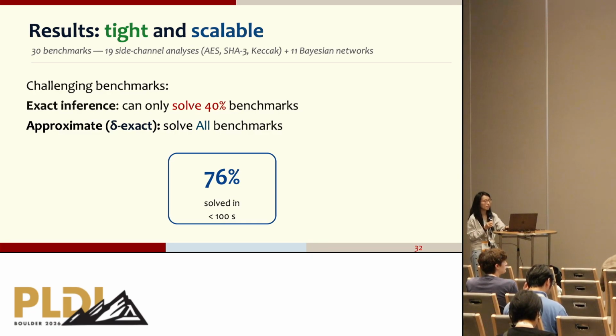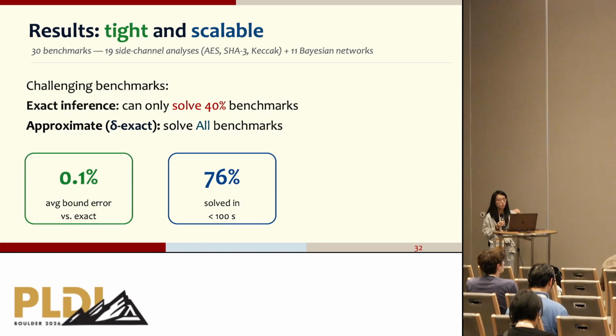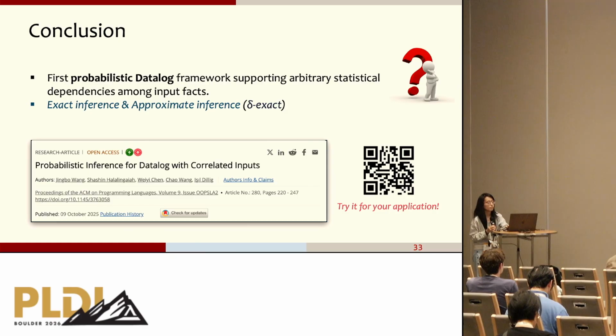As for the tightness, for the benchmarks where the exact inference can finish, we can compute the precise bound error. For those, we computed the error, which is 0.1% on average. So to summarize, the approximate inference we proposed is quite scalable and tight in practice.